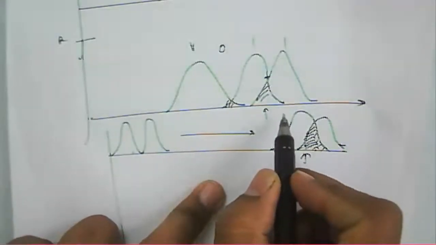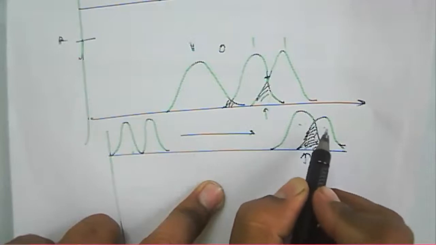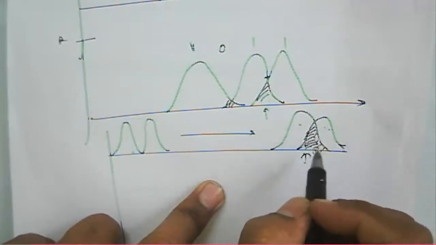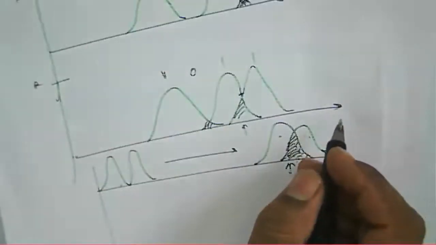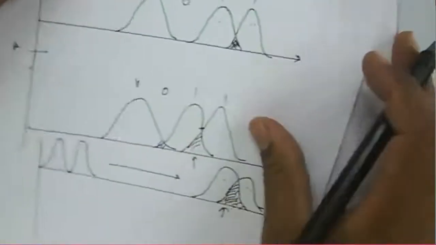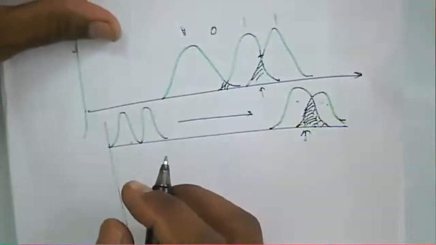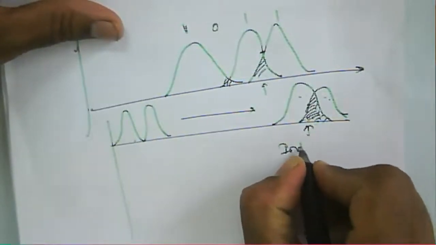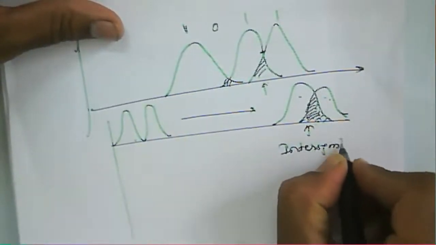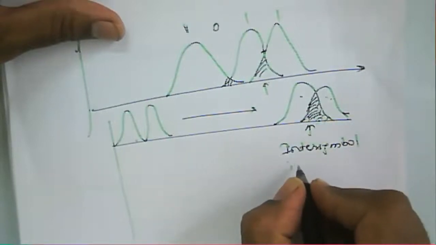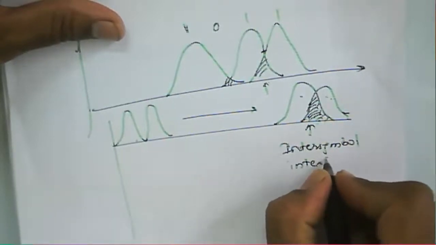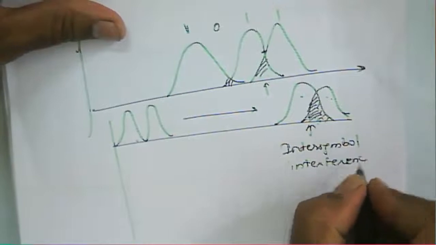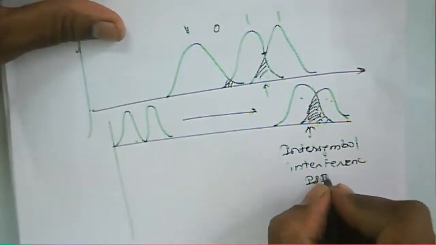Or you can say that these are non-distinguishable pulses because of that overlapping here. Because of that overlapping, we are not able to distinguish the information. So that is called intersymbol interference. That is called intersymbol interference. That is ISI.